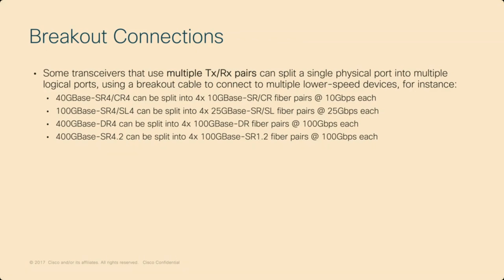400G base DR4 can be split into 100G base DR. 400G base SR4.2 can be split into 4 SR1.2 fiber pairs. So when you're going to do any kind of breakout for a 400 gig switch to 100 gig switches, then one of those last two is probably what you're going to use.